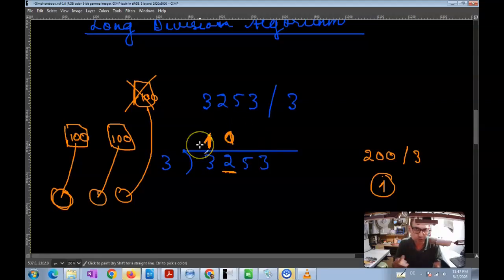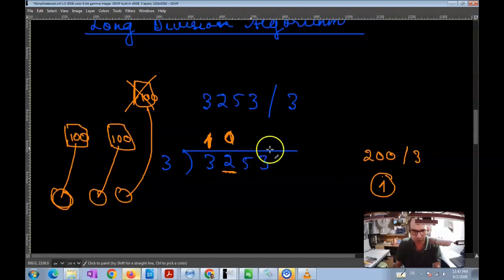And of course it's not possible to go the other way either, meaning I cannot write a 2. If I wrote a 2 over here, that would mean that each of these groups would have gotten 2 of these groups of 100, right?